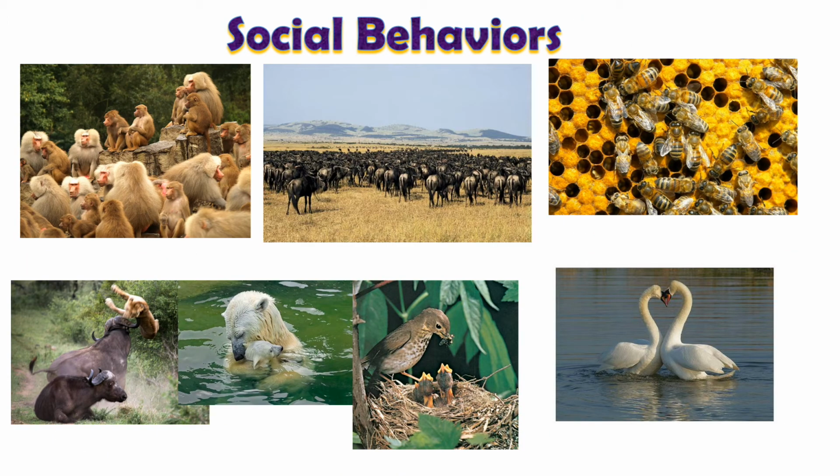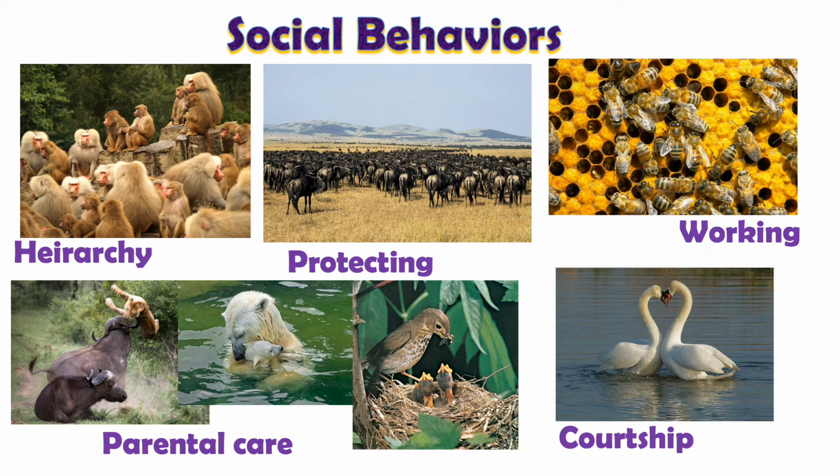Social behaviors include hierarchy, protecting, working, parental care, and courtship. In protecting behaviors, elk place the weak and young inside the herd to protect them from predators. Many mammals are involved in some form of parental care. You can see a water buffalo protecting her young and a polar bear teaching her cub to swim.